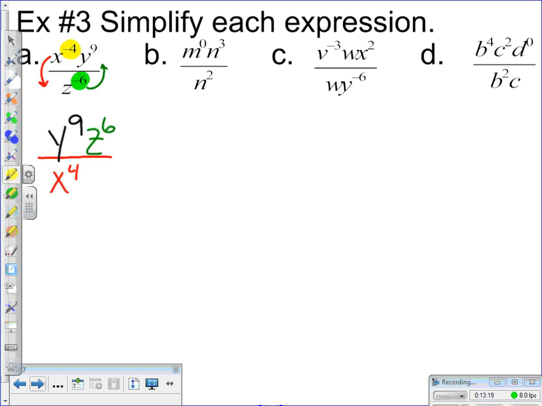In B, we have a 0 exponent actually. Anything with a 0 turns into a 1. You're gone. Don't need that there anymore. Now for the second part, we've got exponents with the same base. So 3 minus 2 is 1. So n to the 1, so n is our answer.